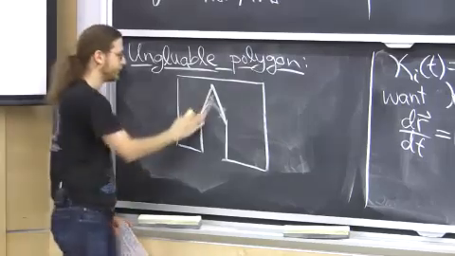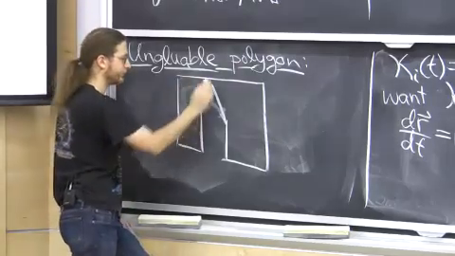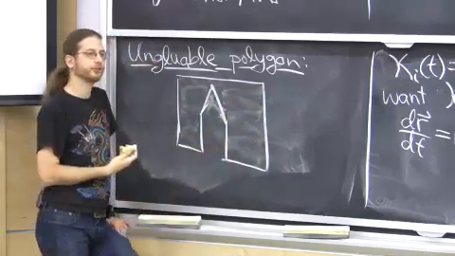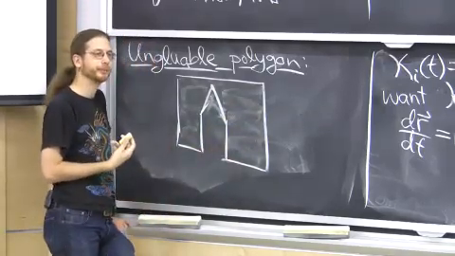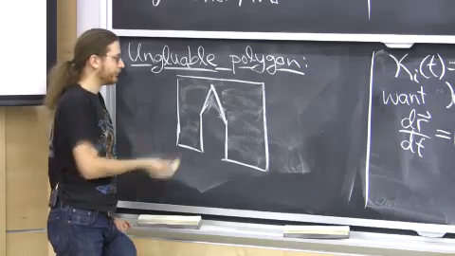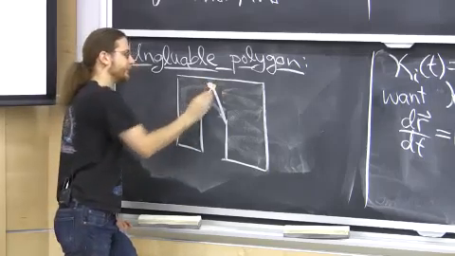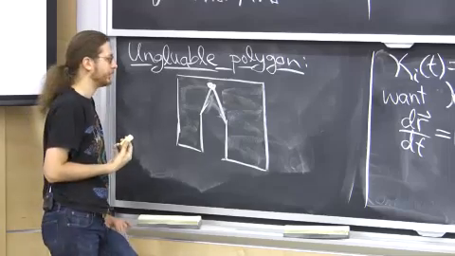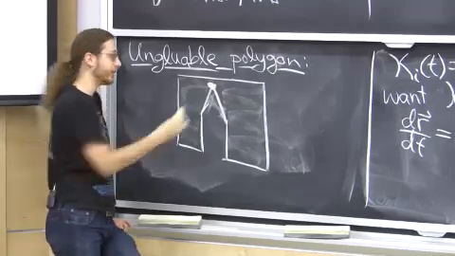So this is a polygon. This is the material. I want to glue it into a convex shape. I claim it's not possible. The reason is, think about this vertex. What could get glued to that vertex? It has to be less than 360. Right now it's less than 360.